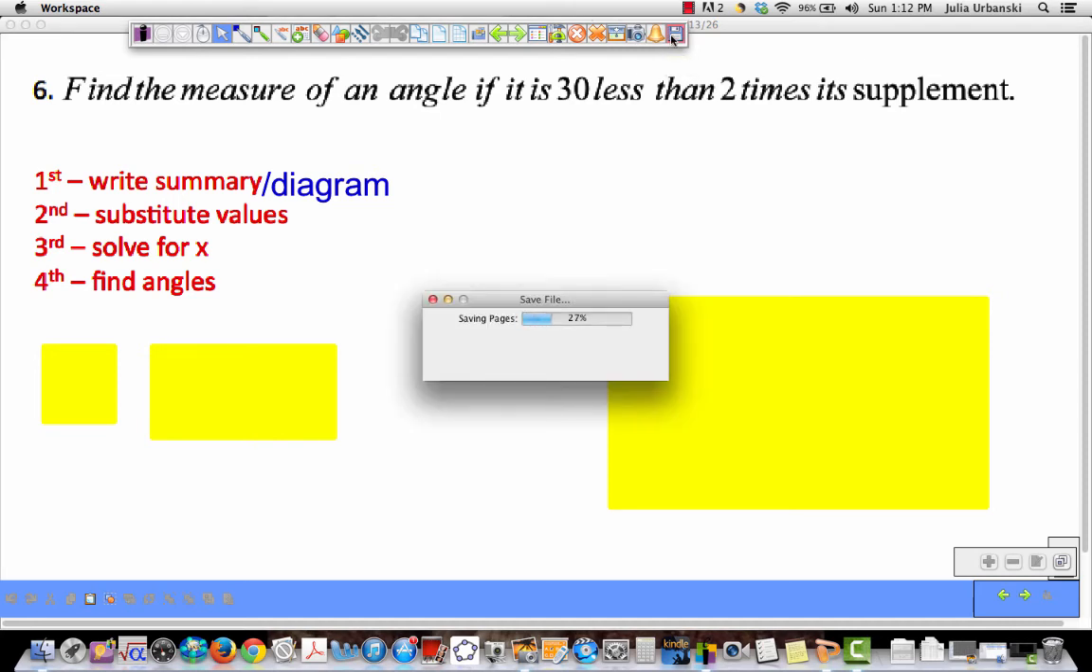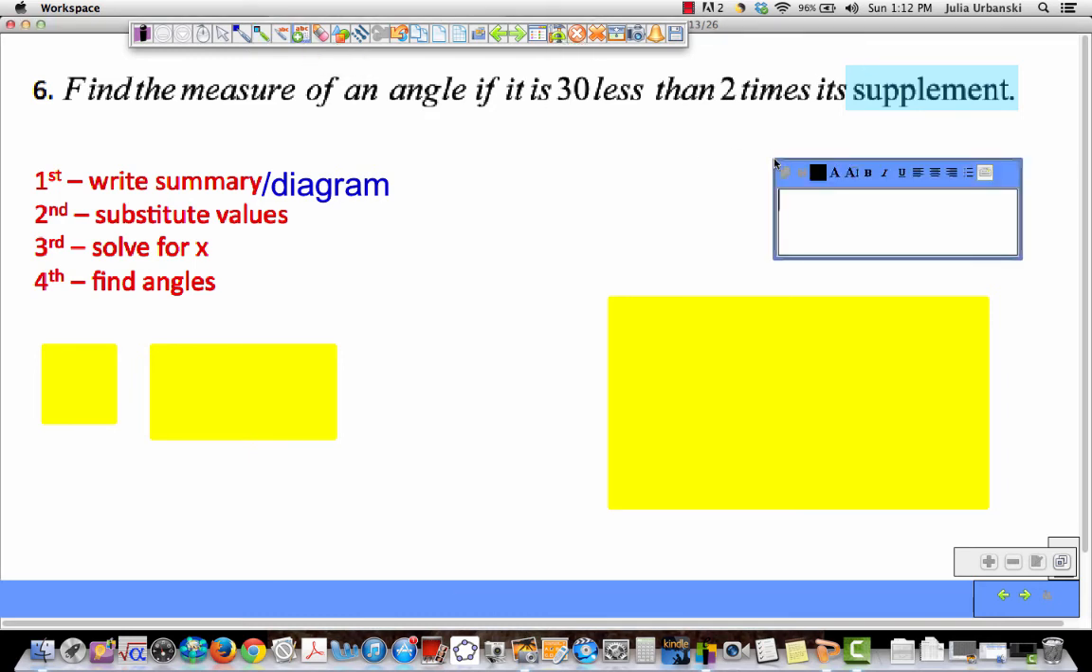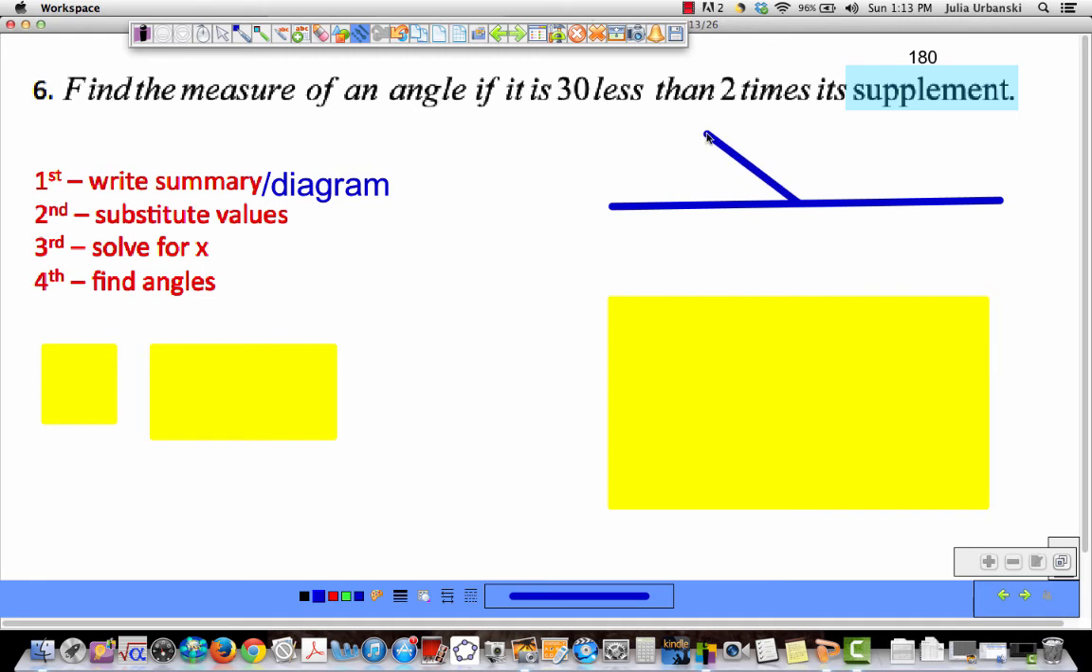Find the measure of an angle if it is 30 less than 2 times its supplement. All right, remember, it's supplement, so we're talking about two separate angles. And when it's supplementary, of course, we're talking about 180 degrees. That's what supplementary means. So we have to draw two angles that add up to 180. Here's my 180 degrees, and I have to split that into two separate angles. The total here is 180 degrees, because that's what supplementary means.